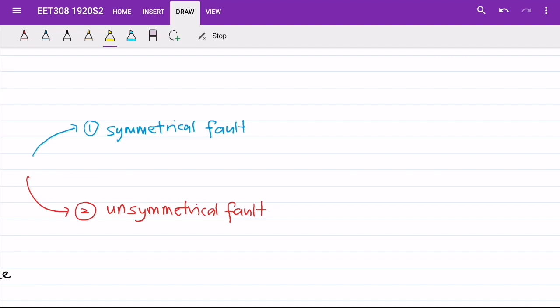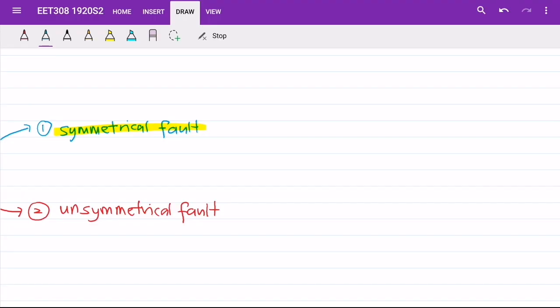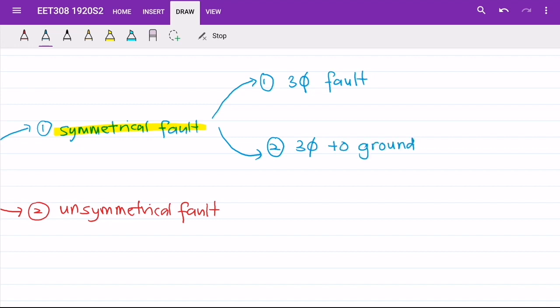Okay, for symmetrical fault, we already covered this topic in chapter 4, and meanwhile, unsymmetrical fault, we will discuss in chapter 6. In chapter 4, we have discussed that a symmetrical fault consists of two different faults. We call the first a three-phase fault, and the second one is three-phase to ground fault.